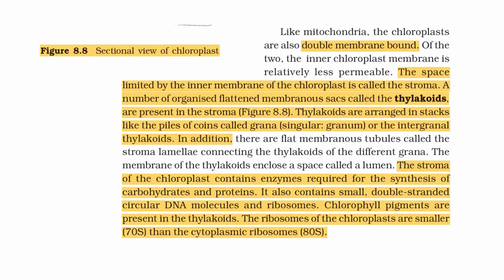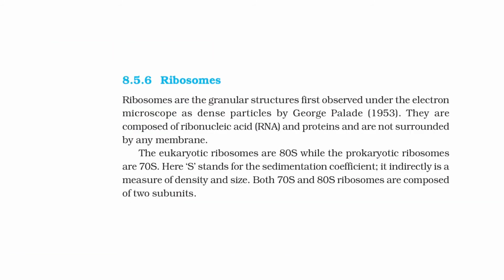Many times we are using the word ribosomes. Even these ribosomes are present in bacterial cells, means prokaryotic cells. So what are these ribosomes made up of? Actually, ribosomes are granular structures, just like granules, which were observed for the first time in electron microscope by George Palade. They are composed of RNA, that is ribonucleic acid, plus protein, and they are not at all surrounded by any membrane. The ribosomes are found differently in prokaryotic and eukaryotic cells. In prokaryotic cells, they are of 70S type, and in eukaryotic cells they are found as 80S type. So actually they are formed of two subunits, a smaller unit and a larger unit.